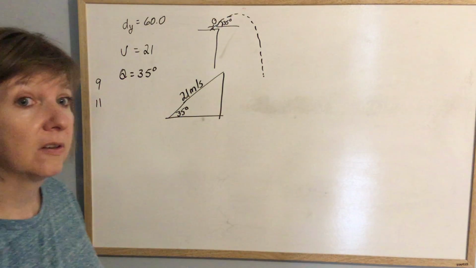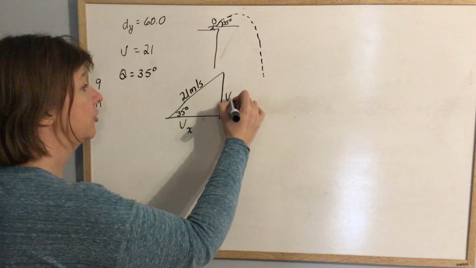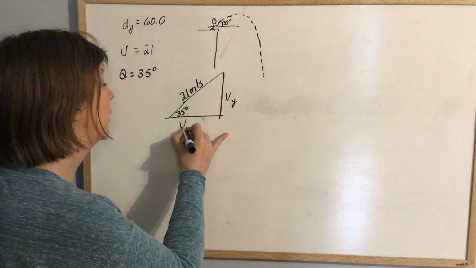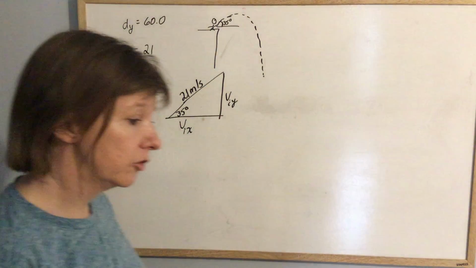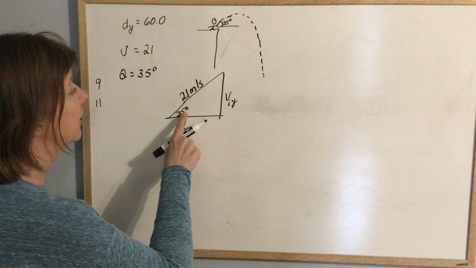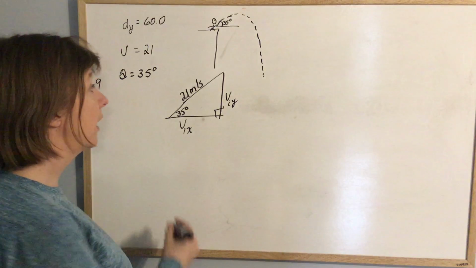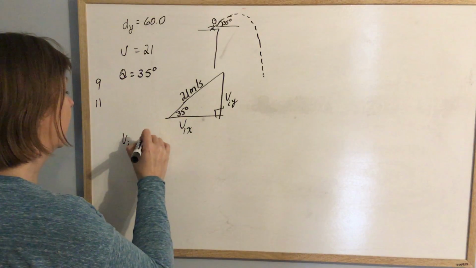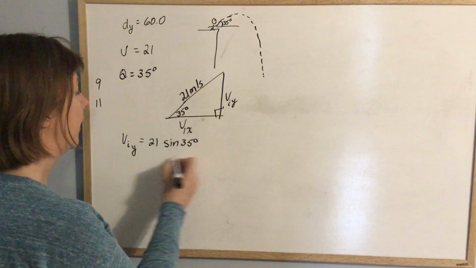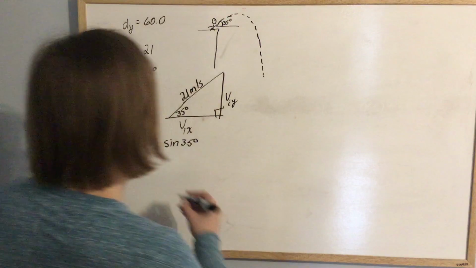That is the resultant, the hypotenuse. What I need is a velocity in the x direction and a velocity in the y direction. Those would be initial velocities. So the very first thing I do is some trig. For the y direction, that is the opposite side, so that would be sine. The initial velocity in the y direction would be 21 times sine of 35, which works out to be 12.05.